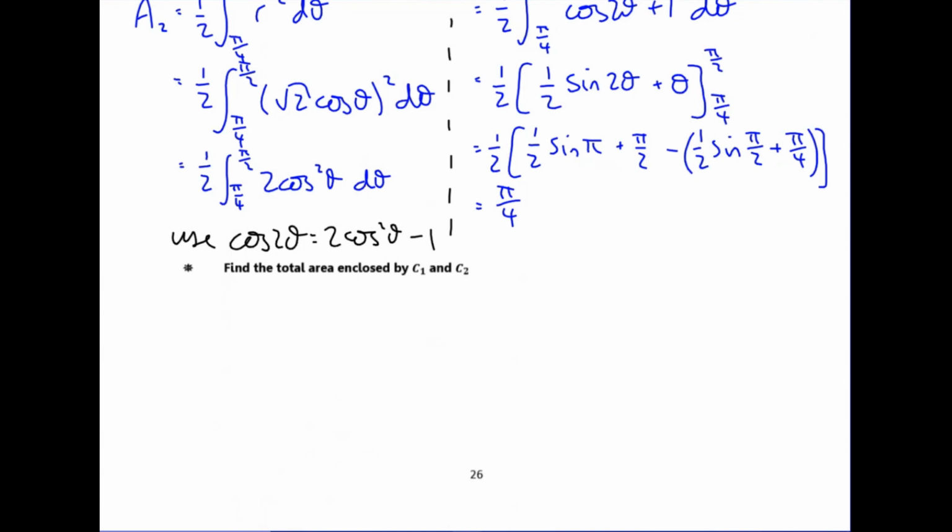Sine pi over 2 is 1. That's minus a half times another half, and gives me minus a quarter. And here I've got minus pi over 4 times that half, gives me minus pi over 8. So I get pi over 8 minus a quarter for that area.